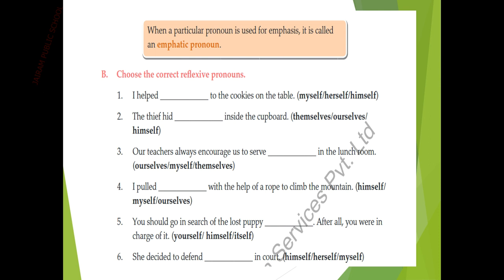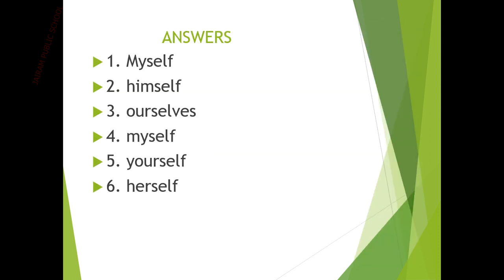Number 6. She decided to defend dash in court. So, here she is a subject which is a female person. So, instead of she, you should use herself. She decided to defend herself in court. Let us check the answers. Number 1. Myself. 2. Himself. 3. Ourselves. 4. Myself. 5. Yourself. 6. Herself.